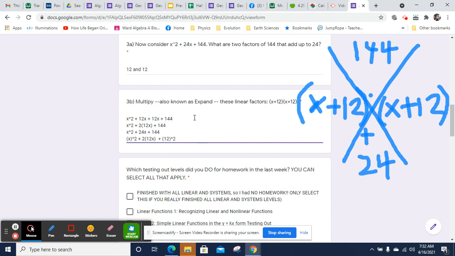And this is some of the stuff from level 6 that you'll be dealing with. So I'm trying to set you up for recognizing the perfect square structure. It's a perfect square because x plus 12 times x plus 12 could be said as just x plus 12 squared. I'm multiplying the same thing times itself.